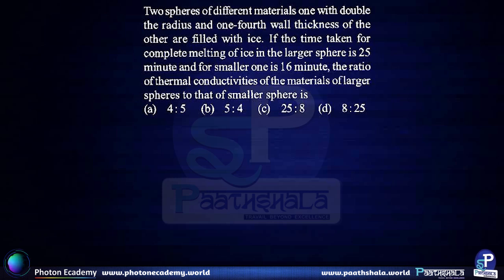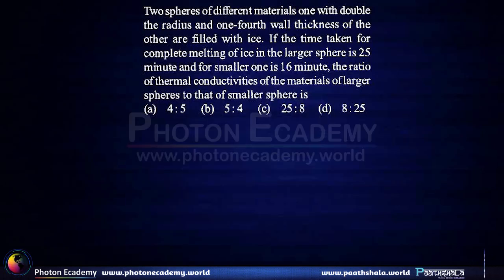Two spheres of different material, one with double the radius and 1/4 wall thickness of the other, are filled with ice. If the time taken for complete melting of ice in the larger sphere is 25 minutes and for the smaller one is 16 minutes, the ratio of thermal conductivities of the materials of the larger sphere to the smaller sphere is to be calculated.